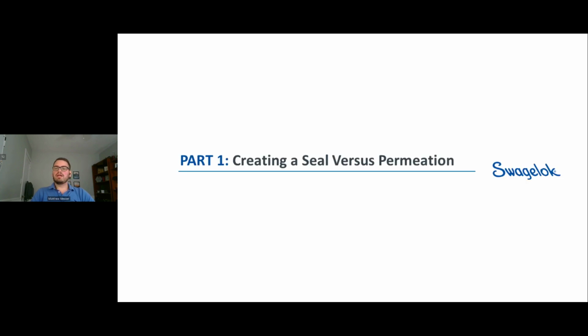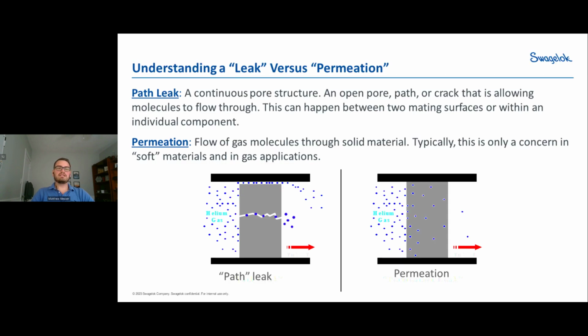So part 1, creating a seal versus permeation. What we want to understand is what is a leak versus actual permeation going through a seal. The two pictures at the bottom show that the gray material is a sealing mechanism, and the black lines are your tube or something that's allowing the media to go through. When you're having a leak, what I'm going to call a continuous pore structure, which is either an open pore path or crack, that's allowing molecules to flow through.